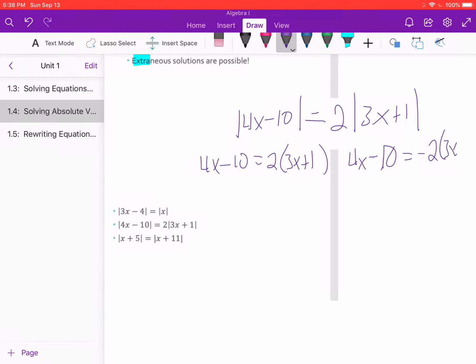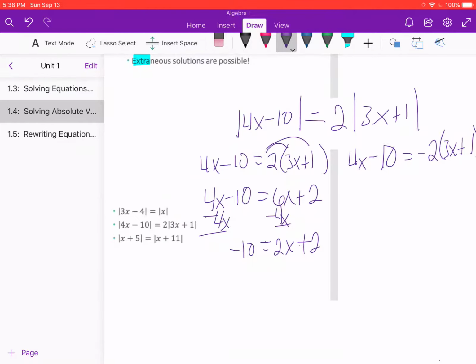So negative 2 times the quantity 3x plus 1. So solving it, we need to distribute first. So 4x minus 10 is equal to 6x plus 2. I'm going to subtract 4x from both sides. So negative 10 equals 2x plus 2. Subtract 2. Negative 12 equals 2x. Divide by 2. And we get negative 6 equals x.